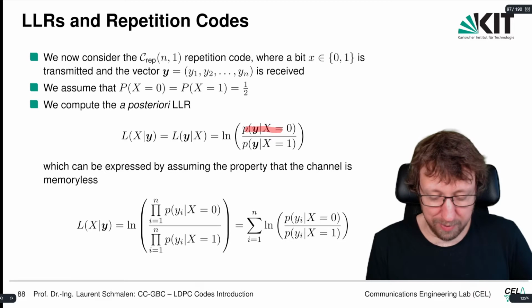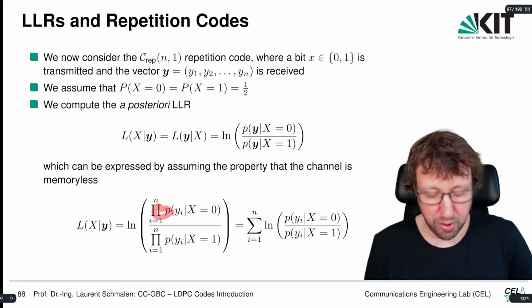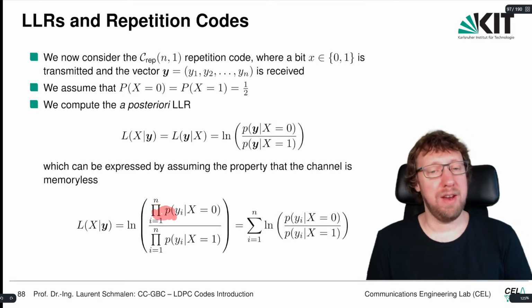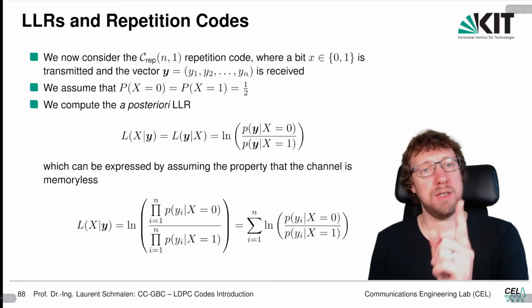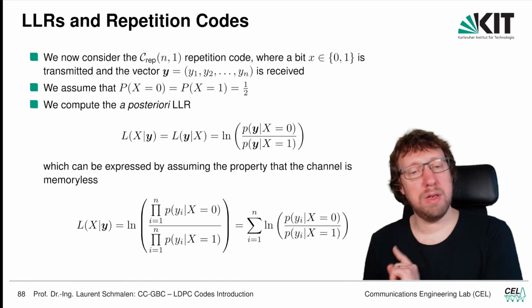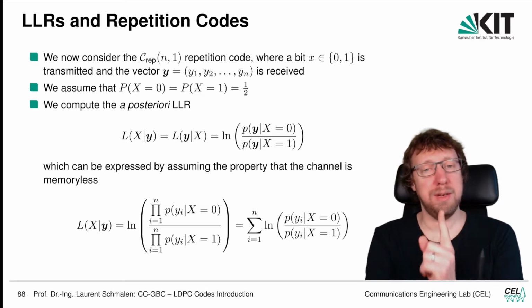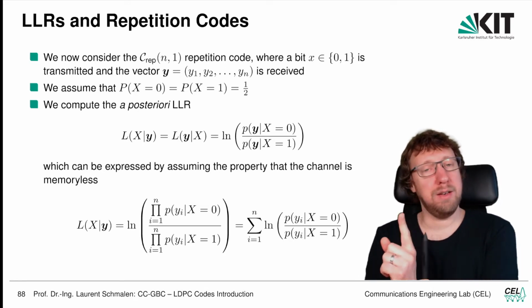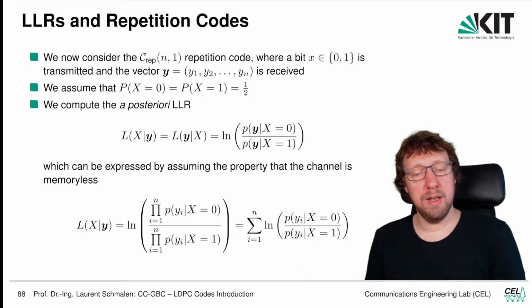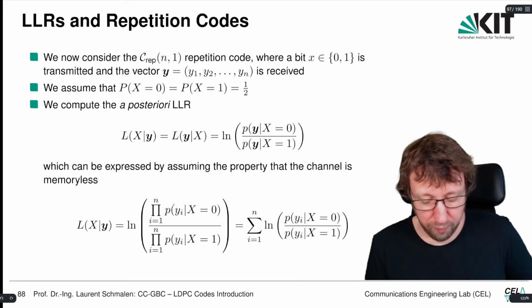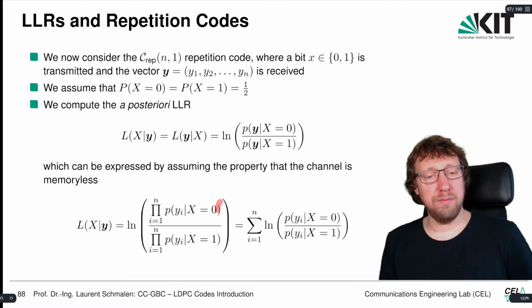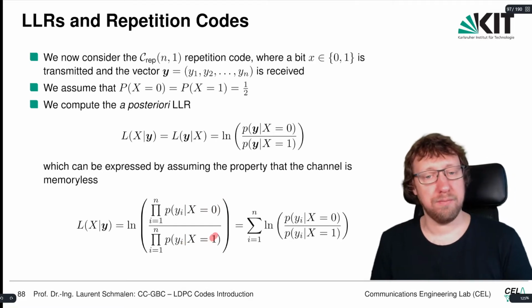So P of y given x is equal to the product of P of yi given x. In a repetition code, each position transmits the same x. Transmit x equals 0, we receive y1. Transmit x equals 0, we receive y2. x equals 0, y3, and so on. So this is equal to the product of P of yi given x equals 0 divided by the product of P of yi given x equals 1.